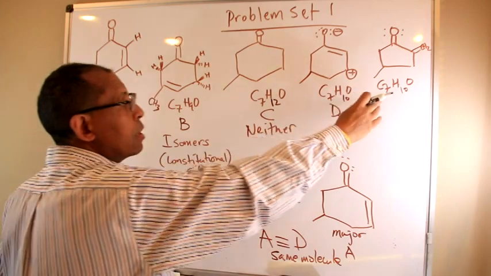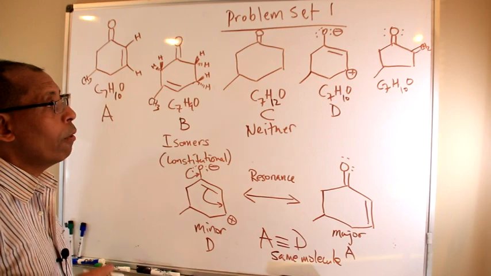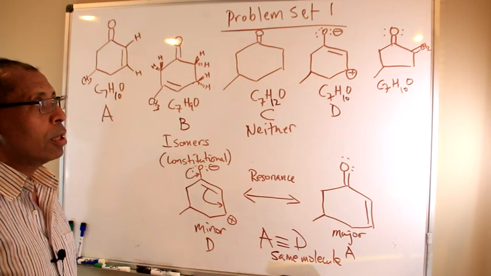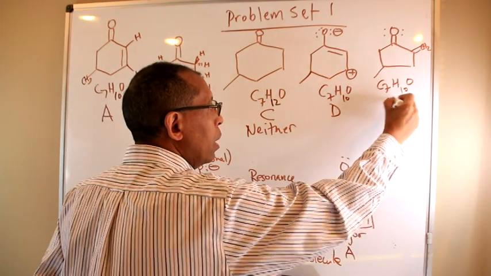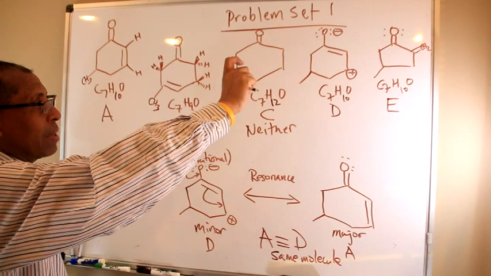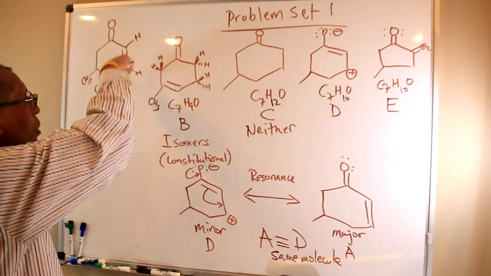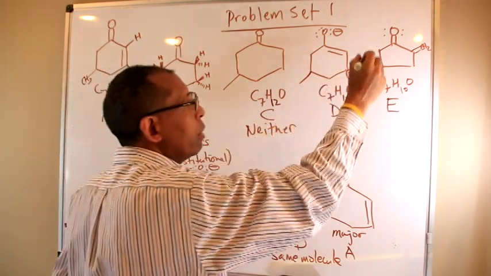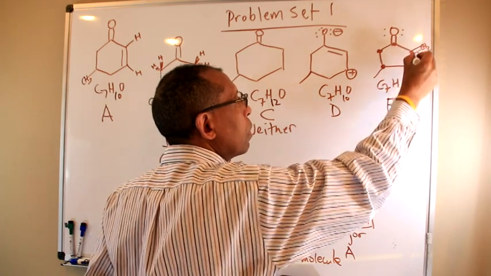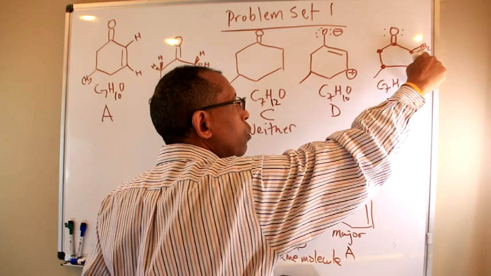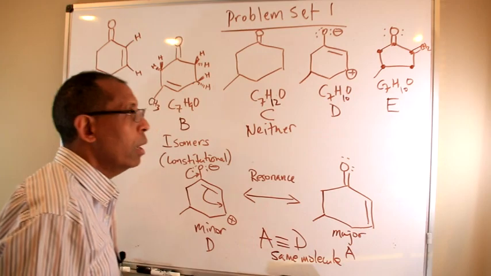How about compound E, C7H10O? If you just count, this is C7H10O, but immediately it is obvious that the compound is differently constituted. In compound E, the ring is contracted from a 6-membered ring. This is 6 carbons around the ring. Here you have only 5: 1, 2, 3, 4, 5, and a double bond CH2. So these are differently constituted. They have the same molecular formula.